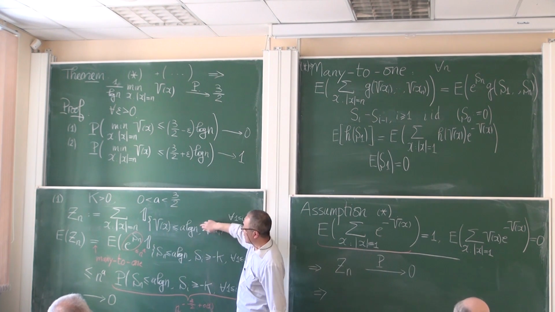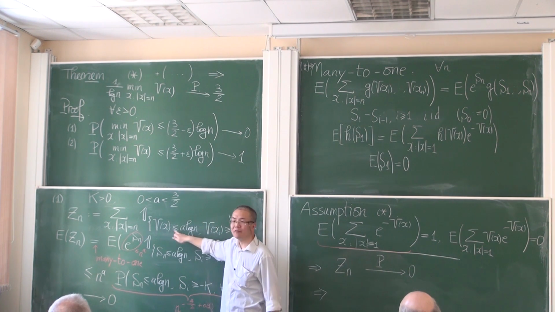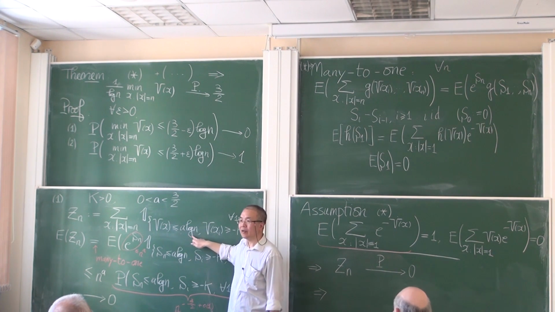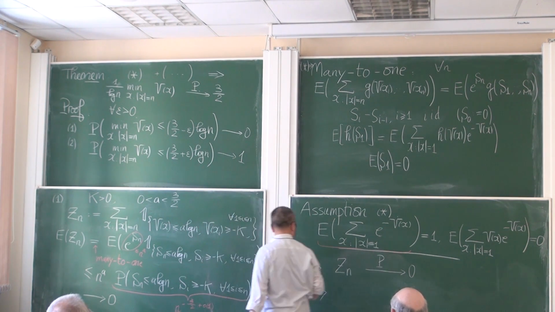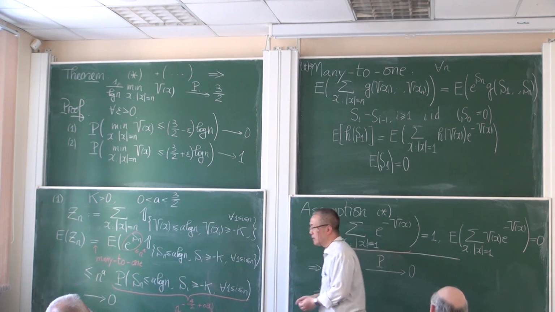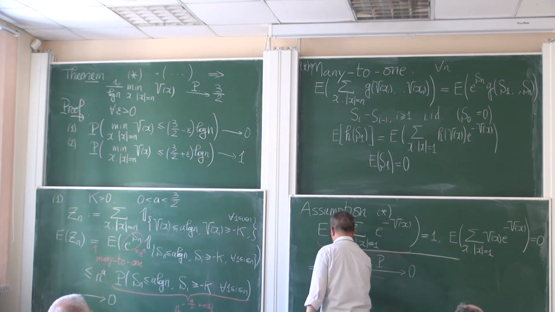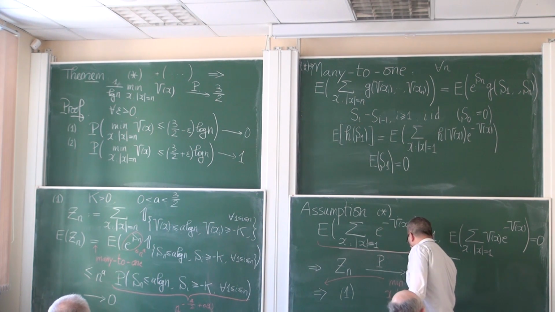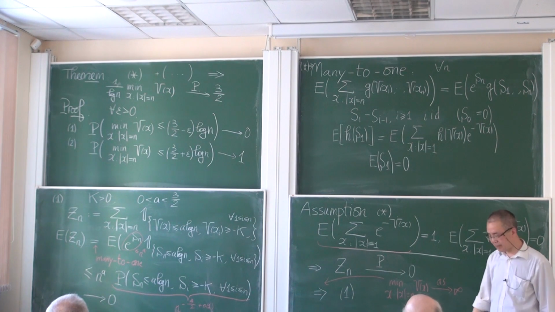So if I remove this, it means that I cannot have even one particle in the nth generation such that the value is smaller than a log n. It means that everybody's value is greater than a log n. And a can be as close to 3/2 as possible. So that gives me the first part. So here I use the fact that the minimum goes to infinity in probability, and that's sufficient for me.